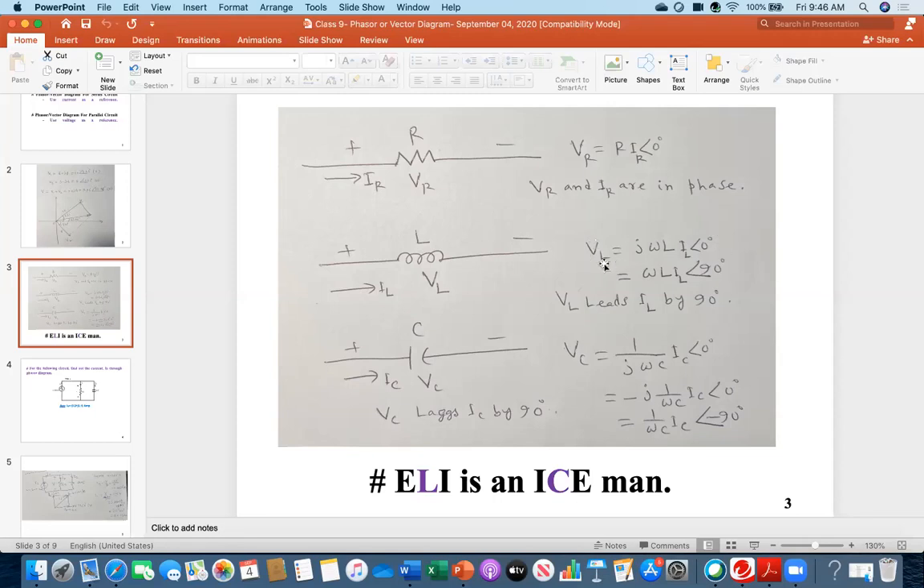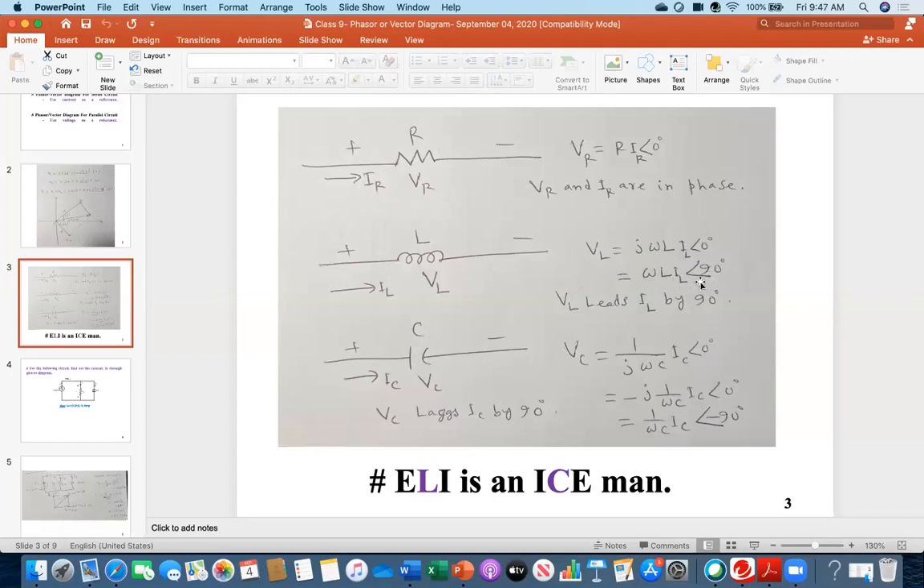So you remember from the phasor domain representation, VL is j omega L IL, and I am assuming IL has 0 degree. But then look at the second line. Because there is j, and plus j means plus 90 degree, what I did is omega L IL angle 90 degree. I mean, in the polar format. This was in rectangular format. So this means VL is omega L IL at 90 degree.